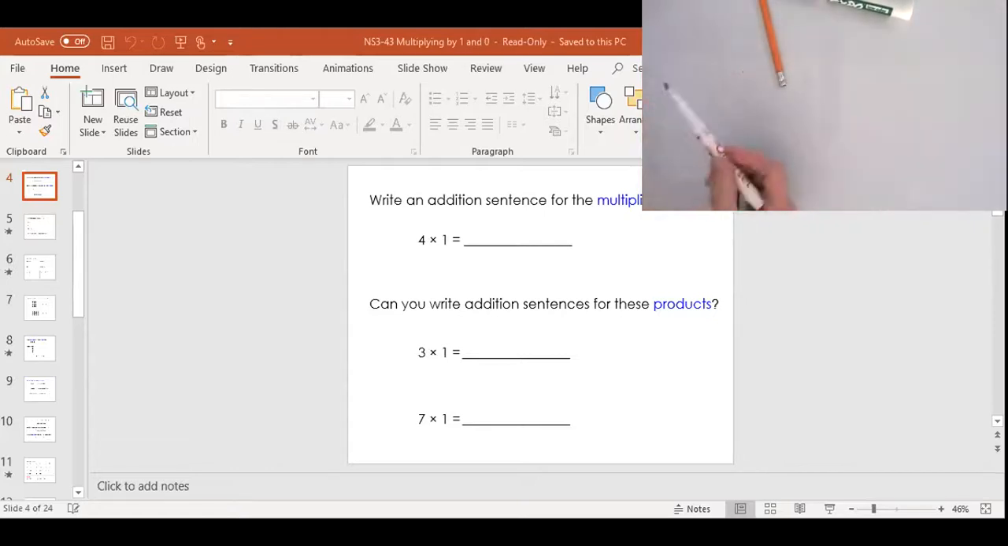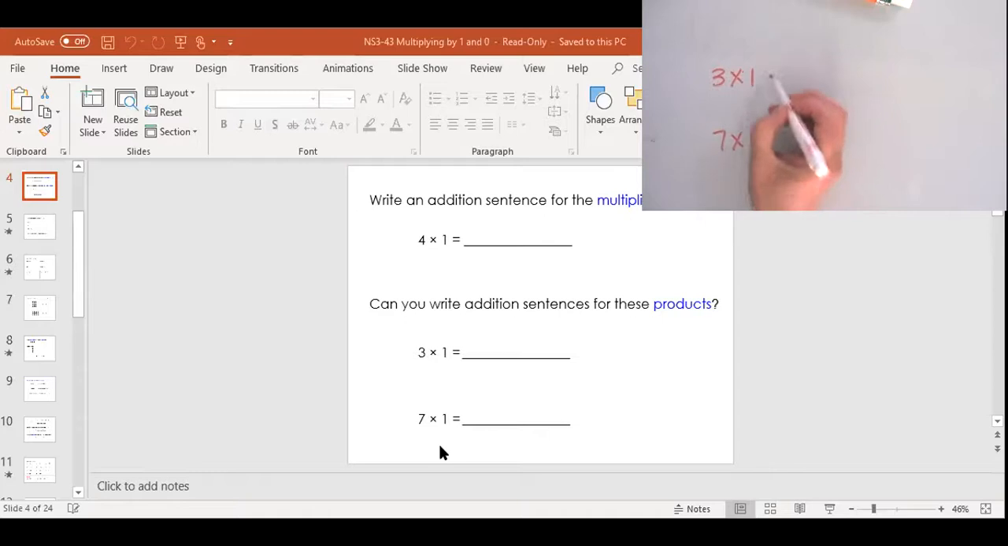The next one says, can you write addition sentences for these products? So there's a few more here. I would like you to try to do this on your own, so you could pause the video and then do it. I'll get started here. 3 groups of 1. Remember, say it that way. 7 groups of 1. And then I want you to draw out the addition sentence that would be. Okay, pause the video and then come back, and I'll show you if you got it right.